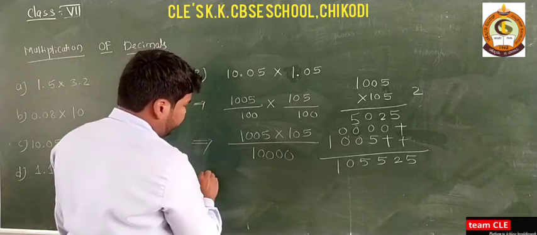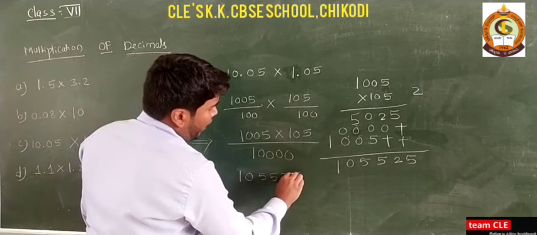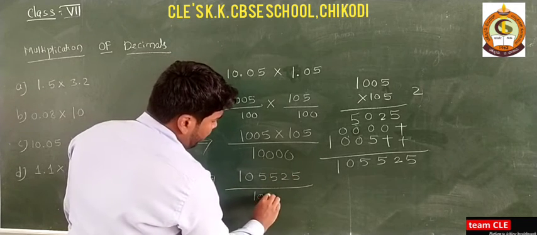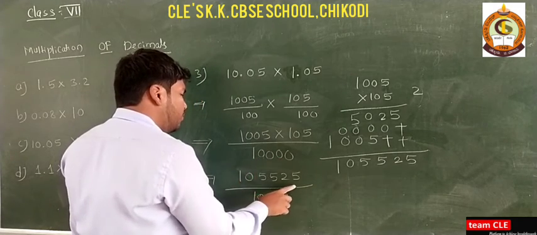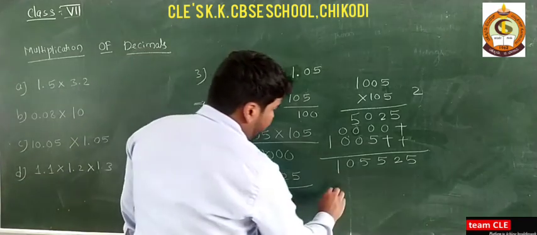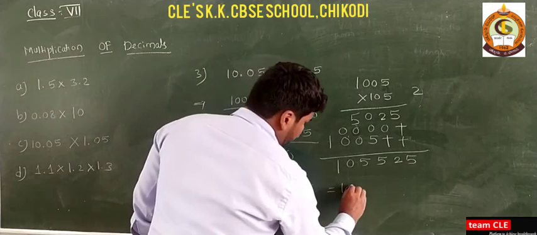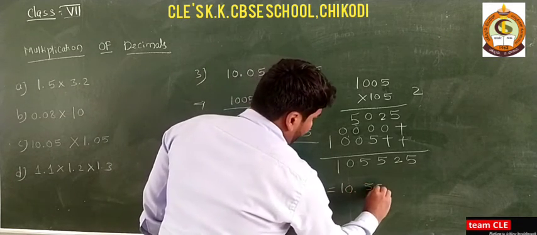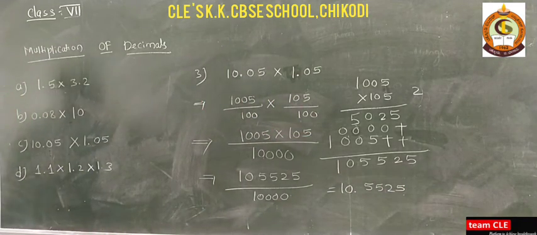So this is 105525 whole divided by 10,000. If 10,000 contains 4 zeros, it means after four places you need to shift the decimal point. So the answer you can write as 10.5525. So 10.5525 is your required answer. So this is the multiplication of decimals.